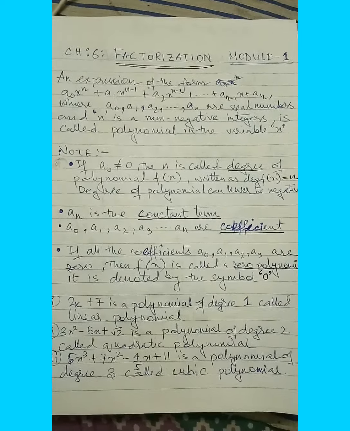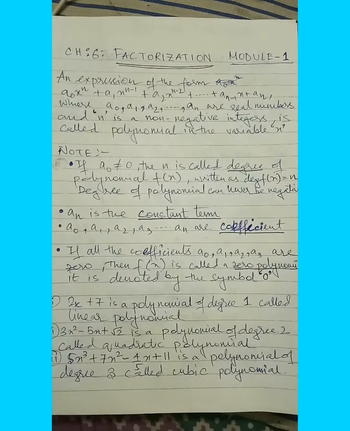Now a0, a1, a2, a3, all these we know as coefficients. Just taking this example: 5x cube, that means a1 will be 5, a2 will be 7, a3 will be minus 4 by 5. These are called coefficients. You know all this: what is a coefficient, what is a constant term. Just repeating one more time.